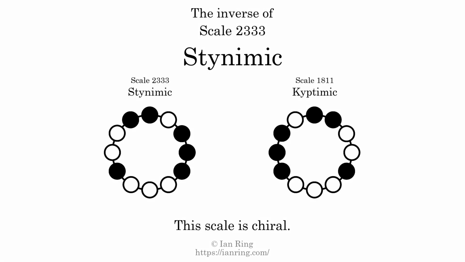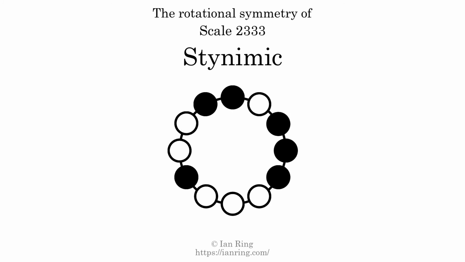The inverse of a scale is a mirror image. It is what you get when the sequence of intervals is reversed. The inverse of this scale is scale 1811, also known as Stynimic. This scale is chiral. It cannot transform into its inverse by rotational transformation. This scale has no rotational symmetry.